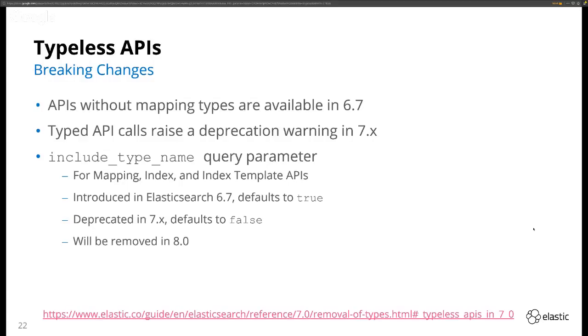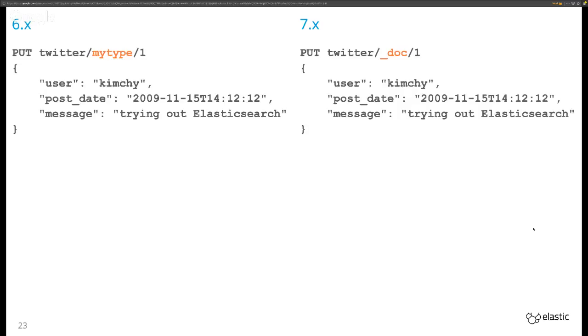So what does this actually mean? What does this look like? So if I have this request on the left, I'm creating a new document in my Twitter index, and that document is of the mapping type mytype. In 7.x, we don't have types anymore, so the API is actually just called _doc, and I would create or put this document that way. And this would produce no deprecation messages.